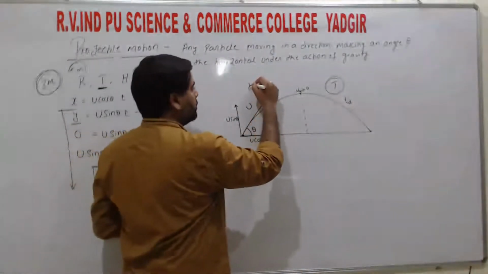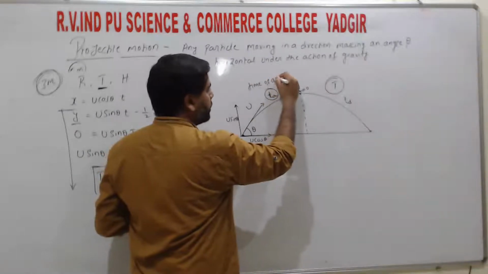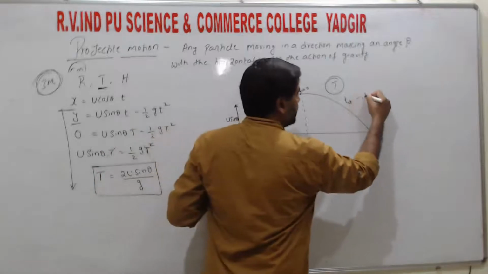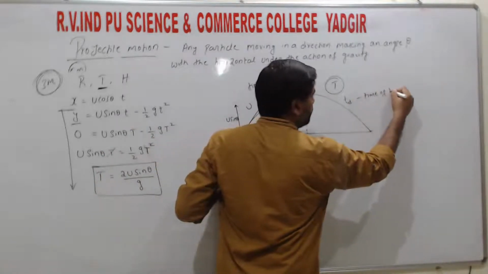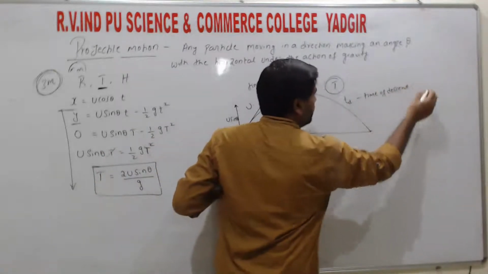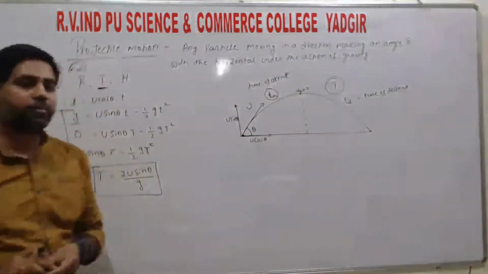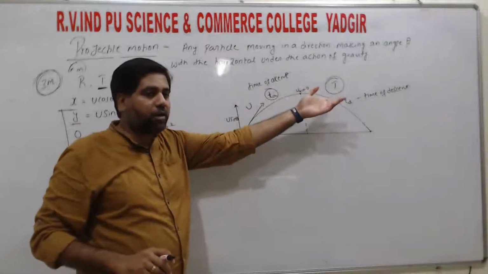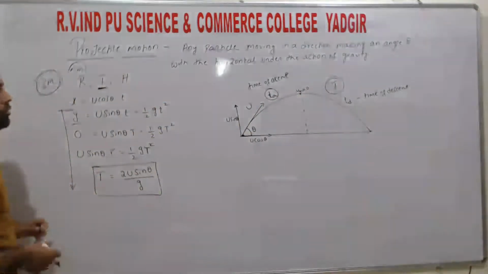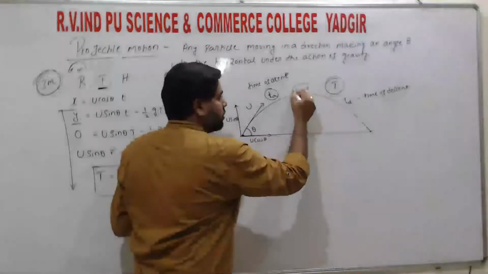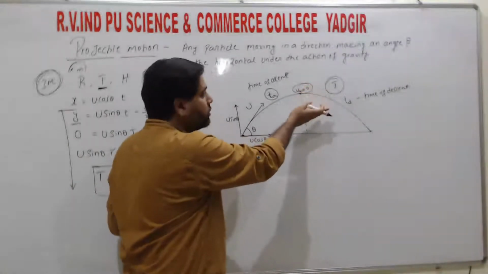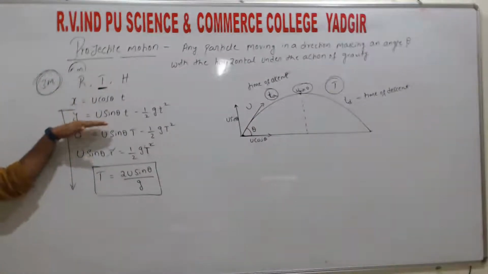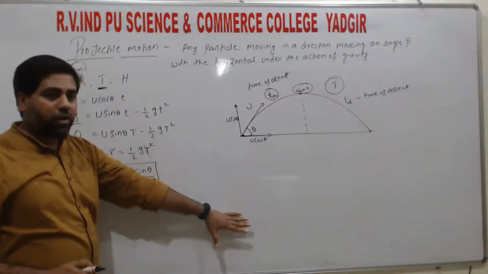So this is time of ascent. And this one is time of descent, right? So now we need to find what is the time of ascent and what is the time of descent, right? So here the condition is the final velocity is 0, that is, vertical component velocity is 0. So here we have only written the displacement relations. Now we need to write the velocity relations.